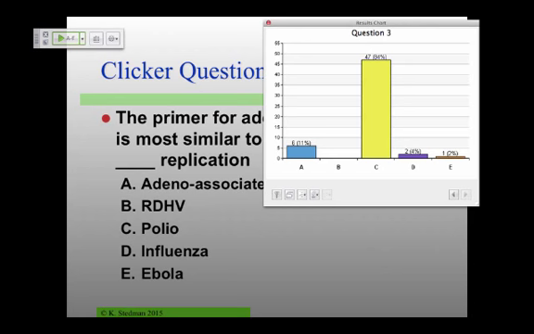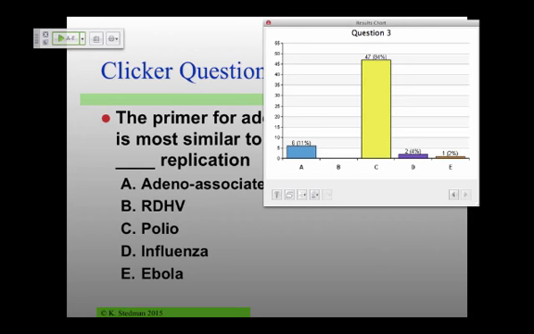So why do people think that it's most similar to polio? Because I said so in lecture last time, yes. What's another reason? It's a protein primer. It's protein primed replication. So it's a protein which is used as the primer.